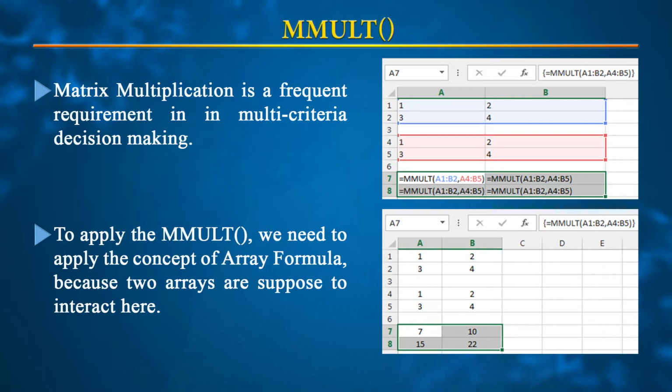Now, in order to have the result, because both are 2 by 2 matrices, we are supposed to select a 2 by 2 range of cells. That means 4 cells are to be selected, and we write the formula, equal to MMULT, select the first range of the matrix, comma, the second range of the matrix, and press Ctrl Shift and Enter. The moment we press Ctrl Shift and Enter, the results are reflected in the respective cells, which is a 2 cross 2 matrix, and the results will be the matrix multiplication of the two matrices, that is 1 2 3 4 and 1 2 3 4, and we will have the results in the output.